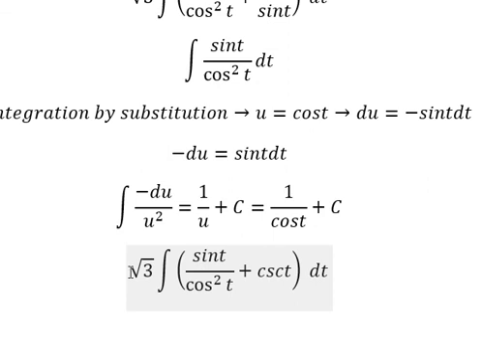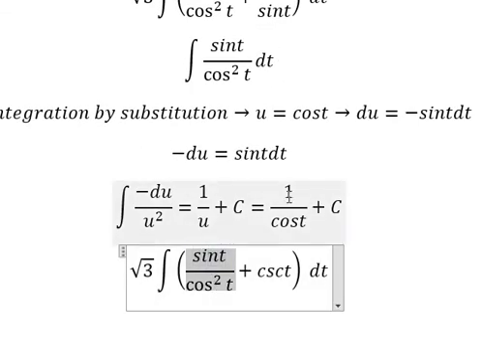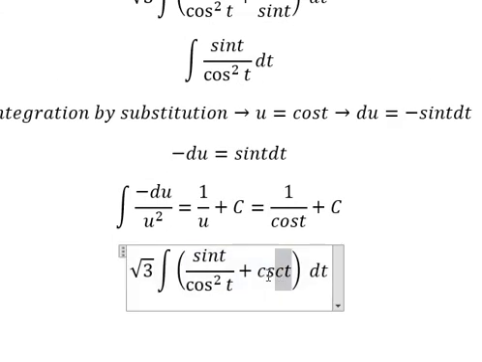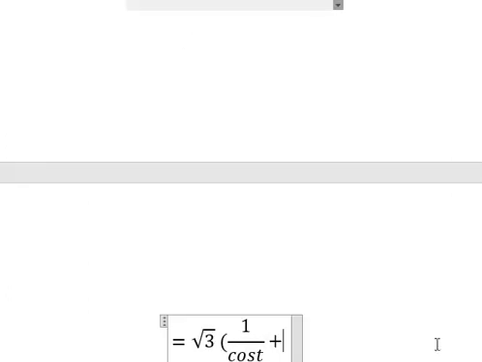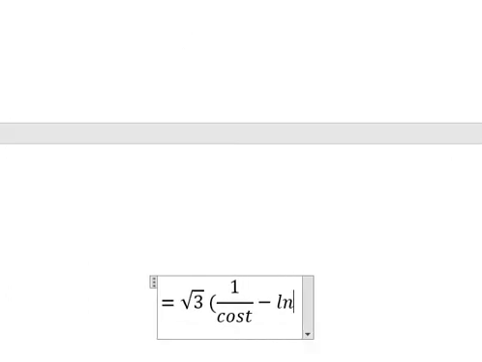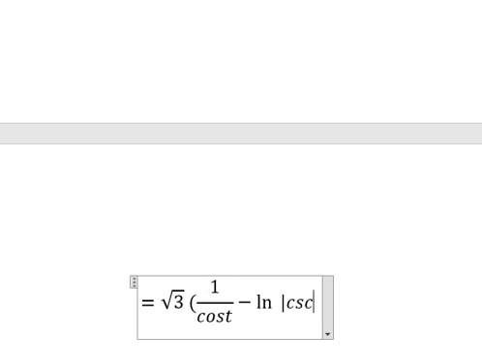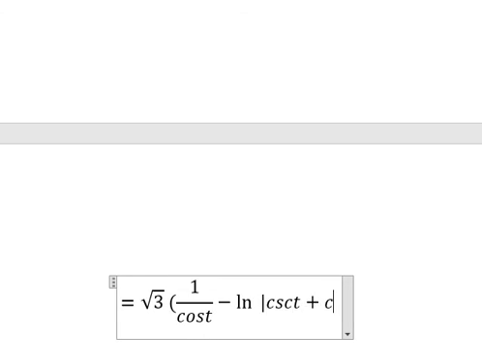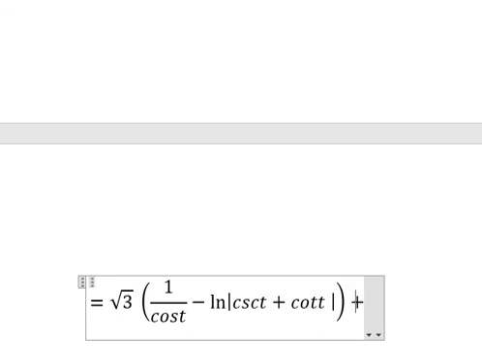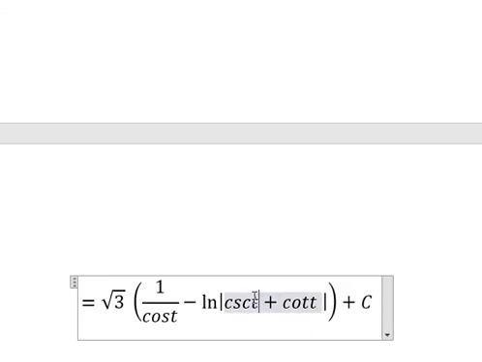We have the square root of 3 in here. We put it in here. This one is this one. The integral of cosecant of t is negative ln of the absolute value of cosecant of t plus cotangent t. And we put c in here.